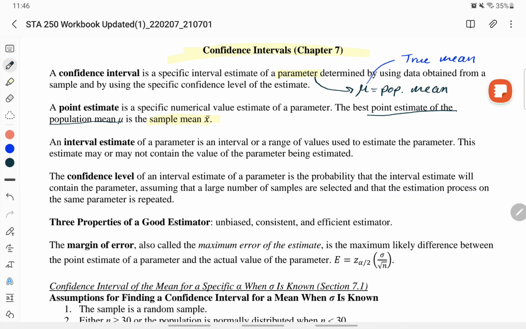An interval estimate of a parameter is an interval or a range of values used to estimate the parameter. This estimate may or may not contain the value of the parameter being estimated. So when you are utilizing your confidence interval, there is a chance, a likelihood. And remember, chance and likelihood is another way of saying probability. There is a probability that the actual true mean will not be in the confidence interval.